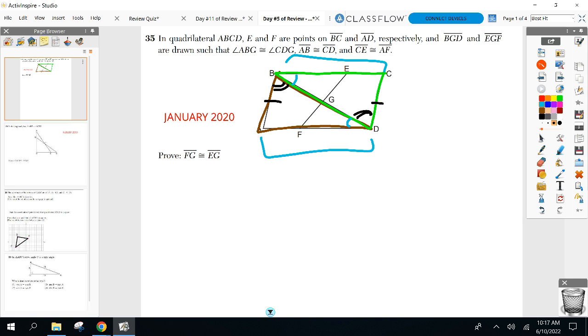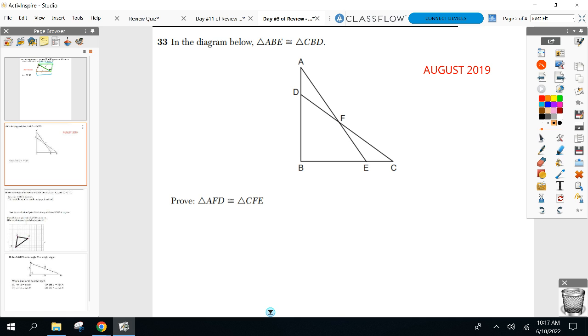Go to August 2019 and take a peek at 33 now. August 2019, number 33. They just get tougher here, I think.